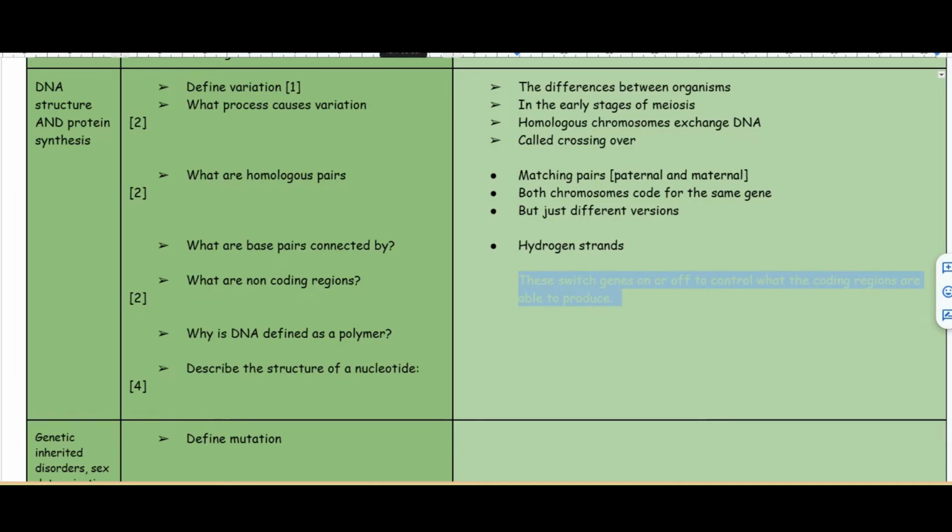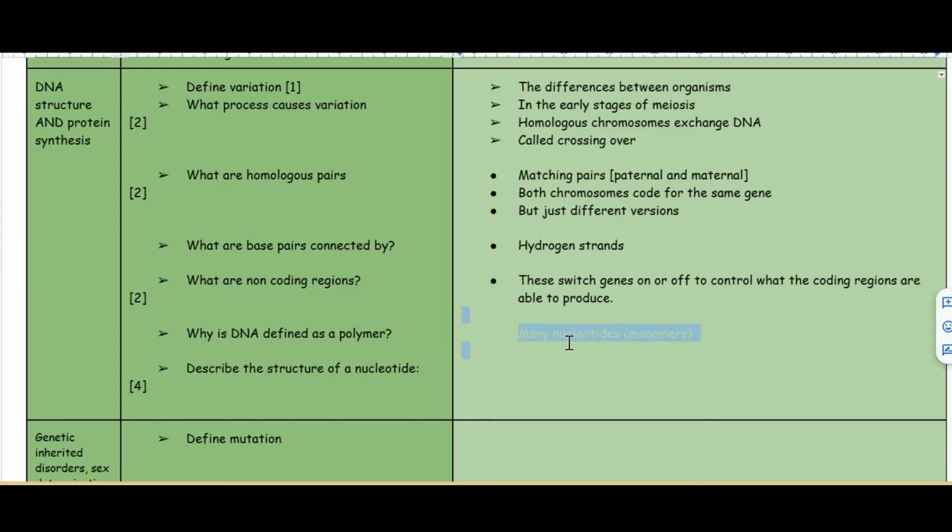So non-coding regions are the ones that are actually switching the genes on and off to control what the coding regions are able to produce. The coding regions are actually telling you what gene you're going to have. For example, it could be the blue-eye gene or the black-eye gene or the brown-eye gene. But the non-coding region is saying that you could have the blue-eye gene, but it switches it off. So that's its function.